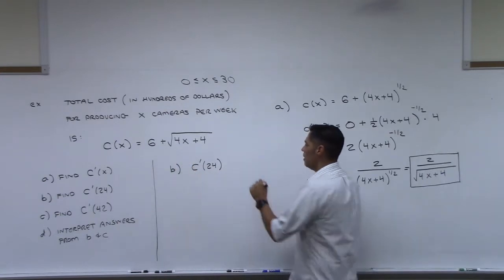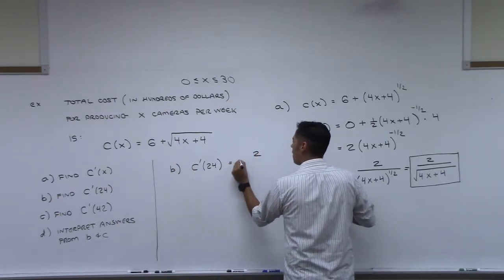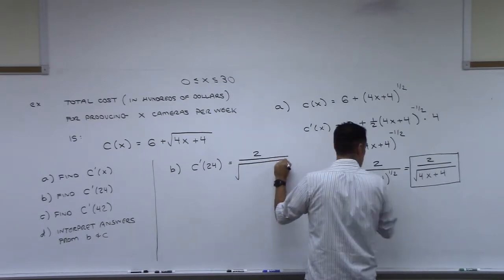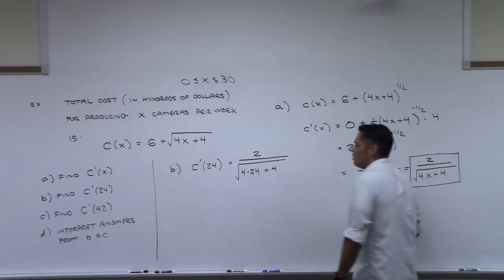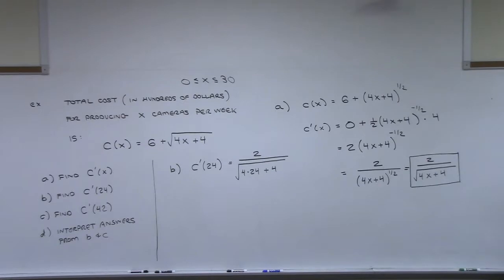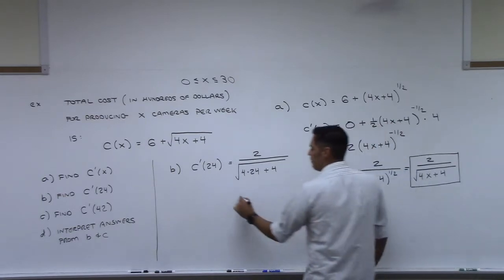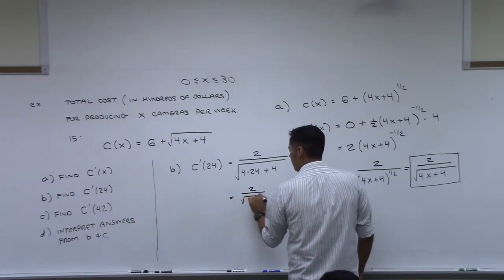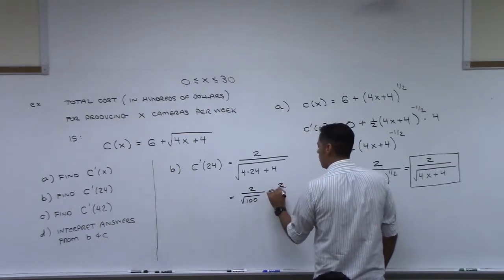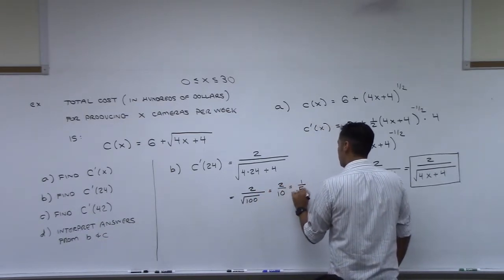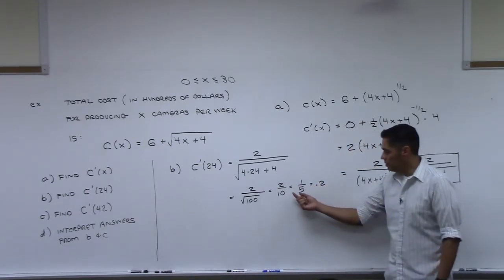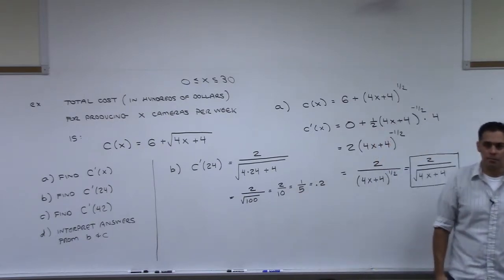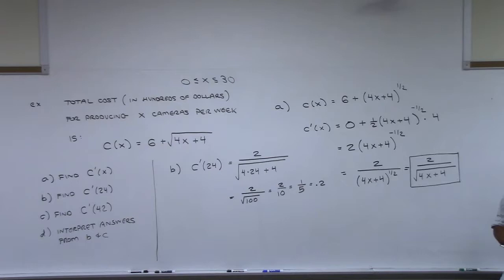We're looking for this. So this is going to be 2 over the square root of 4 times 24 plus 4. Let's figure out what that is. 4 times 24 is 96, plus 4 is 100. Oh, they made it nice for you, didn't they? 2 over root 100, and the square root of 100 is 10. So 2 over 10, which is 1/5, which as a decimal is 0.2. Doesn't matter, take 1/5 or 0.2, either one. That all right? $20 per camera.